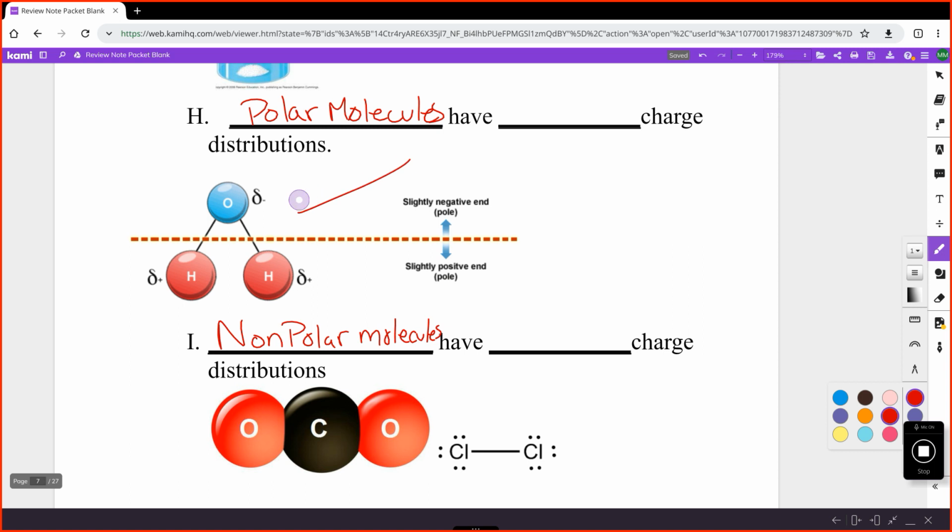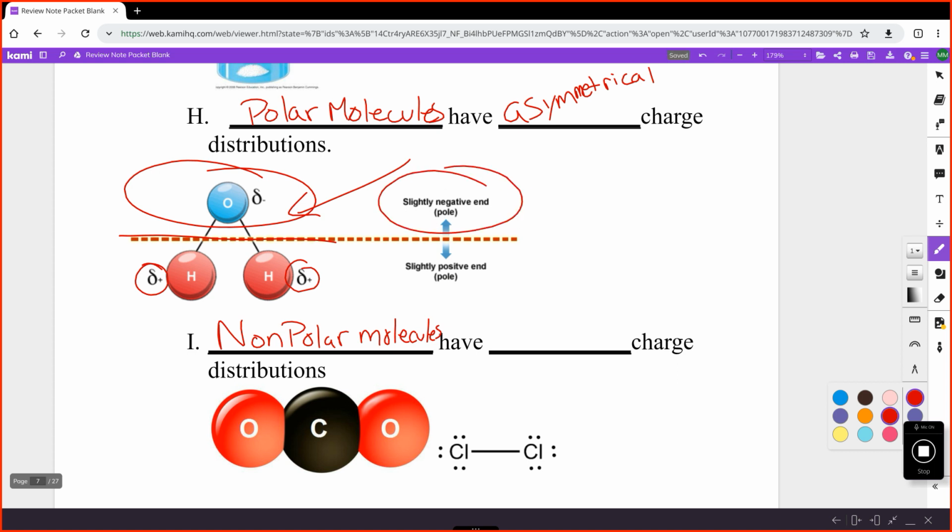If something is polar, it's asymmetrical, meaning the molecule has divisions. It has positive ends to it, and those positive ends are completely separated from those negative ends. And it creates a whole molecule that has a bit of a negative side and a bit of a positive side, which is very different from a nonpolar molecule, because a nonpolar molecule is symmetrical.